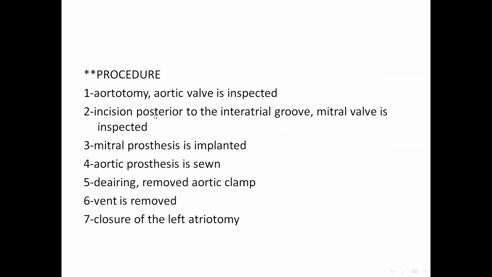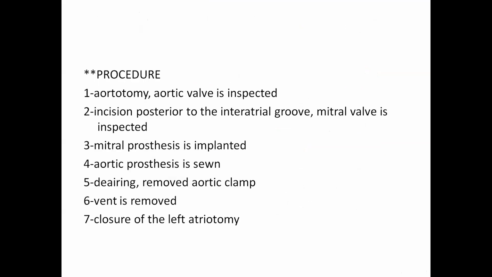In the procedure step, it will be aortotomy and the aortic valve will be inspected. I will go through the images, just mentioning them first. Aortotomy to inspect the aortic valve, then incision posterior to the interatrial groove for mitral valve inspection, which is in the left atrium, as Dr. Mohammed mentioned. The third is mitral prosthesis implanted, then aortic prosthesis is sewn. After that, de-airing, removal of aortic clamp, then vent removal, and the last one is closure of the left atriotomy. This is the first step.